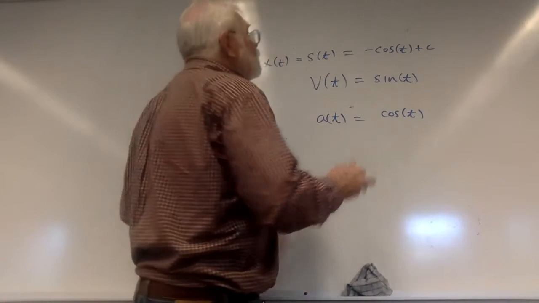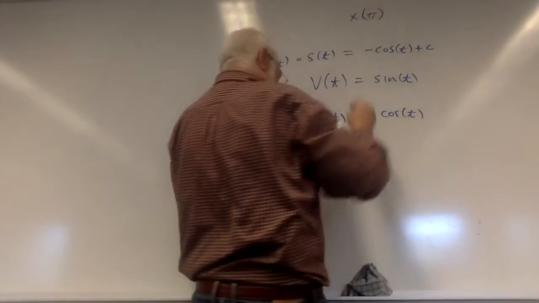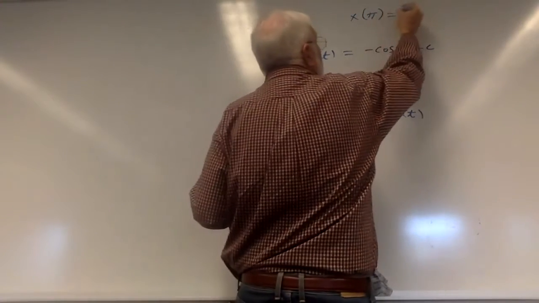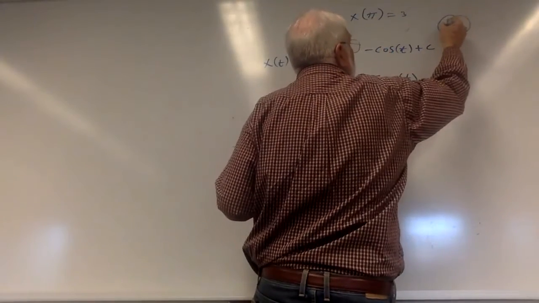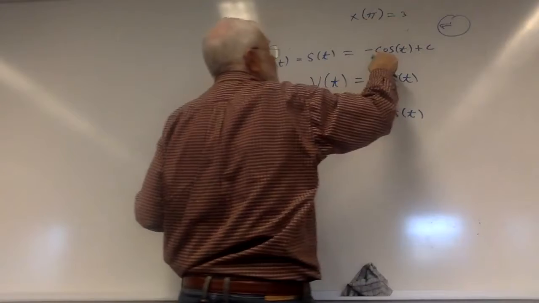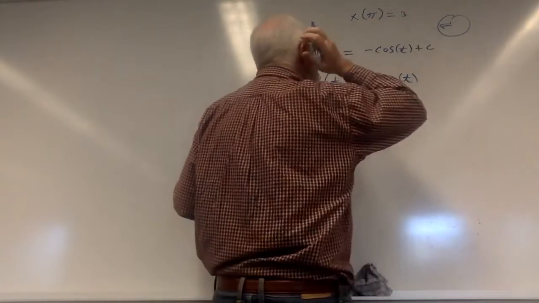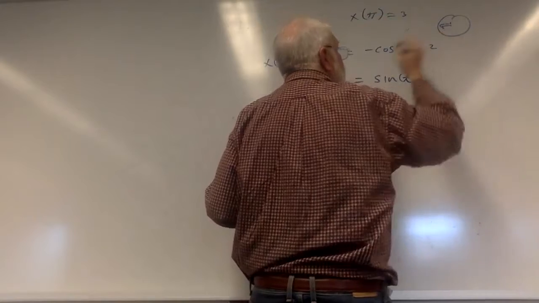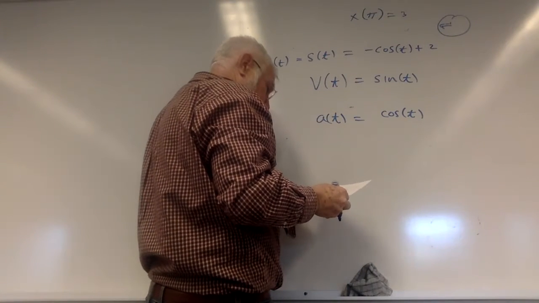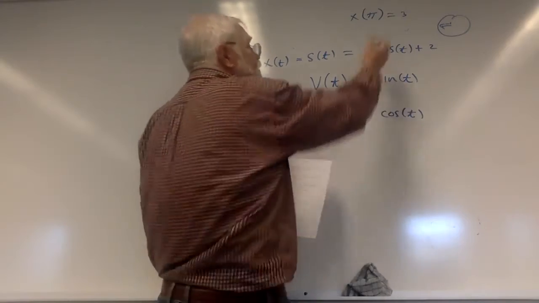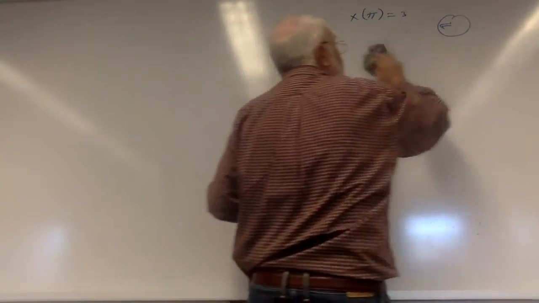And the position, I prefer x of t, the position at pi is 3. So what is the cosine at pi? Cosine of pi is -1, but we're taking the opposite of that. And so that's +1, and we got to get to 3. So C is 2. Okay? And yeah, so that's it. All right. So that was solving a differential equation.